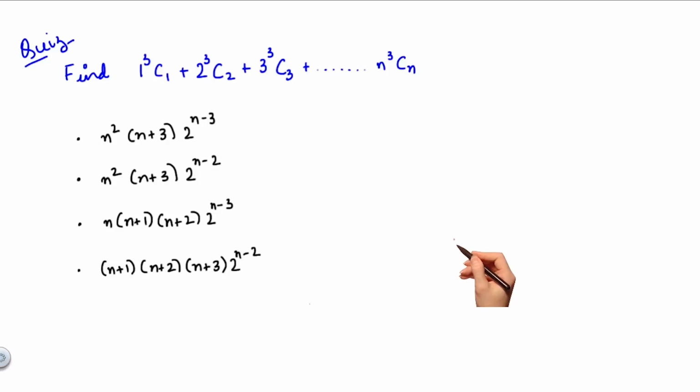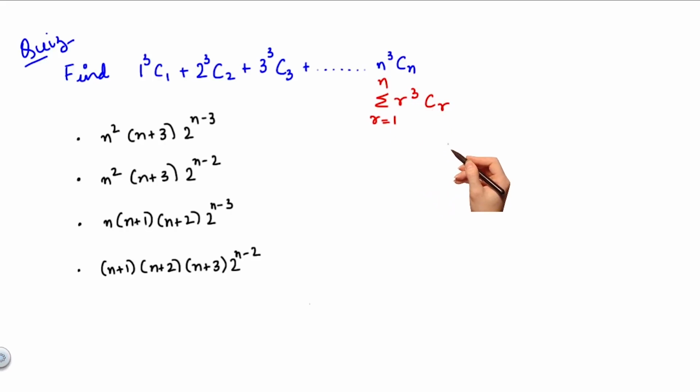Let's first try solving this question using the formula method. Our objective is to find summation r cube nCr where r varies from 1 to n. Now from my list of formulas I know that r nCr equals n times (n-1)C(r-1).